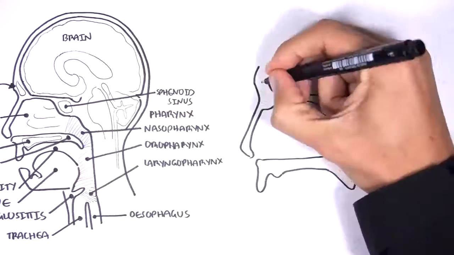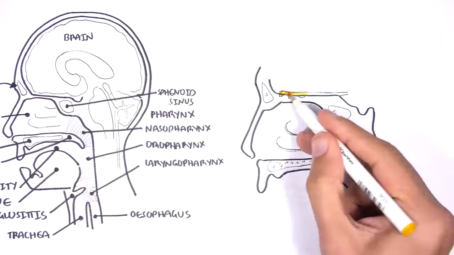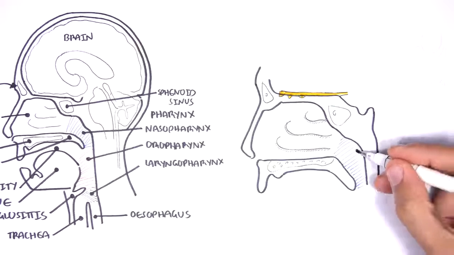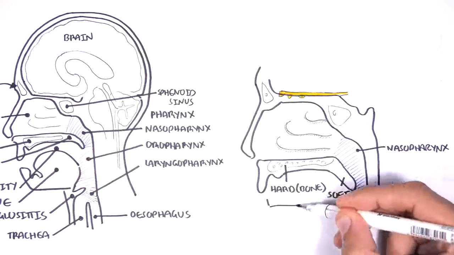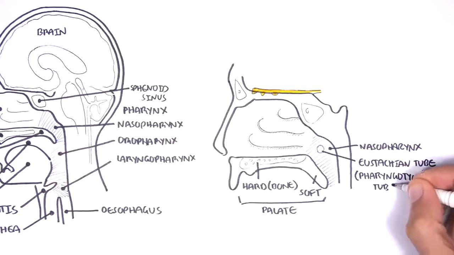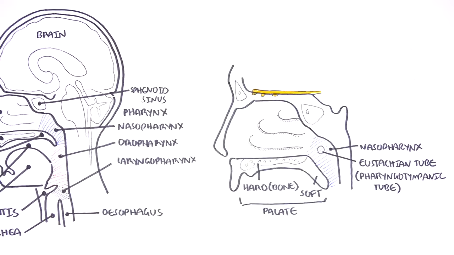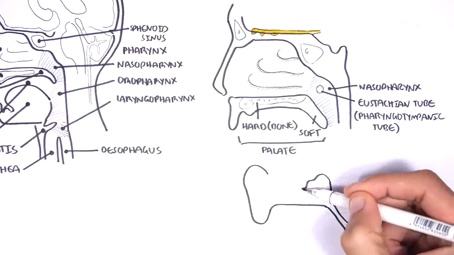There are other important structures within and surrounding the nasal cavity. Let's take a closer look again. So here again, we have the nasopharynx, your hard palate and your soft palate. At the back of the nasal cavity, situated really within the nasopharynx, is a small opening where the eustachian tube, also known as the pharyngotympanic tube, drains into. This tube literally connects your middle ear to the nasal cavity.